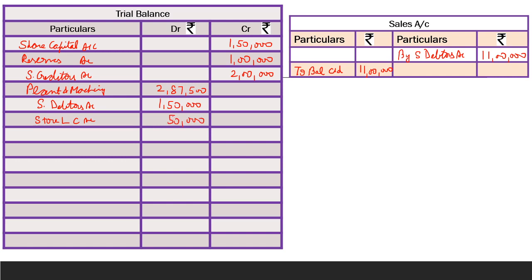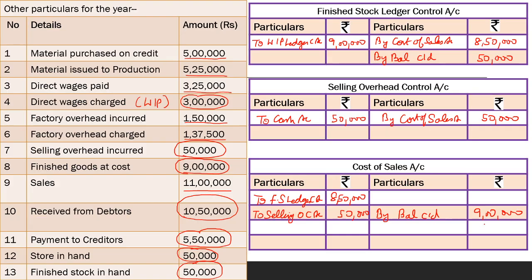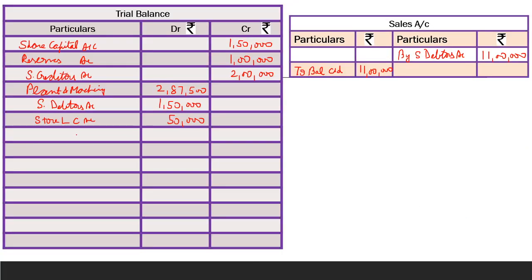Our next account is cash account. Here the balancing value is 12,500. Factory overhead control account also has a debit balance of 37,500, and WIP ledger control account also has a debit balance of 62,500. So we write the balances of these three accounts.